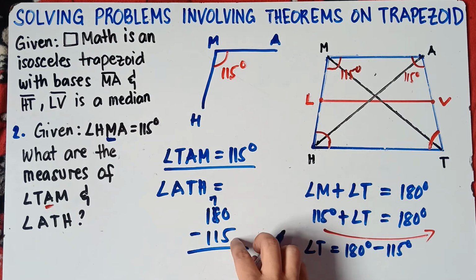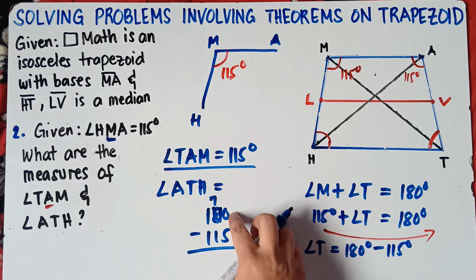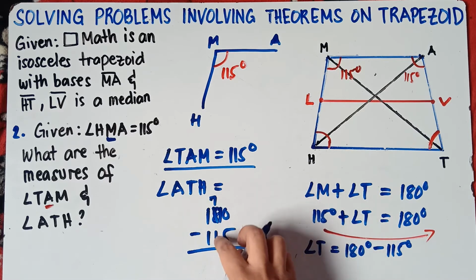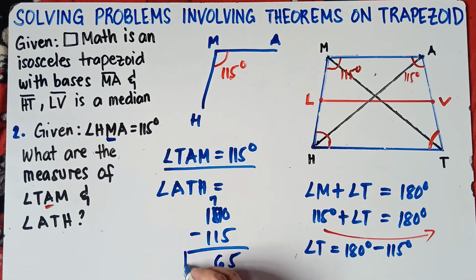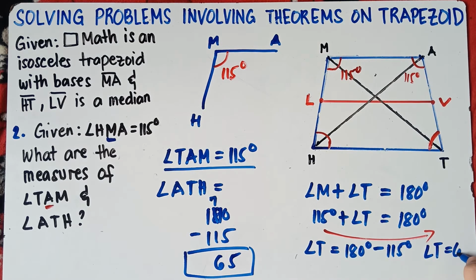So, 0 minus 5 cannot be. Borrow 1. This becomes 7. This becomes 10. 10 minus 5 is 5. 7 minus 1 is 6. Therefore, this is 65 degrees. So, angle T is 65 degrees.